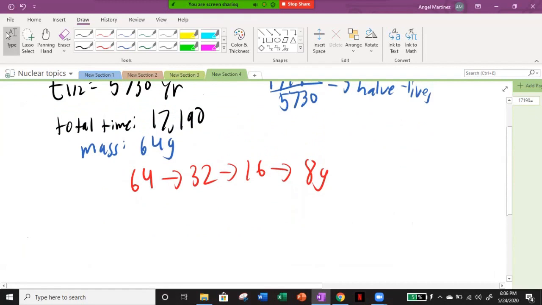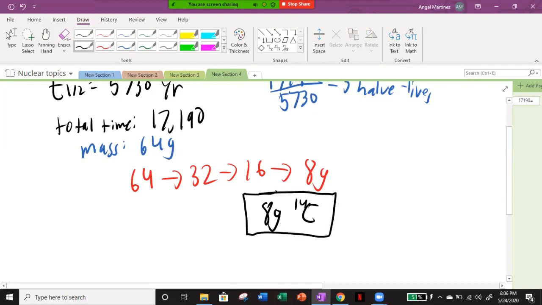So we went from 64 and divided by 2 three times. 64 halved is 32, 32 halved is 16, 16 halved is 8. So in total, we'll have 8 grams of carbon-14. I'll give you some practice problems for half-lives.